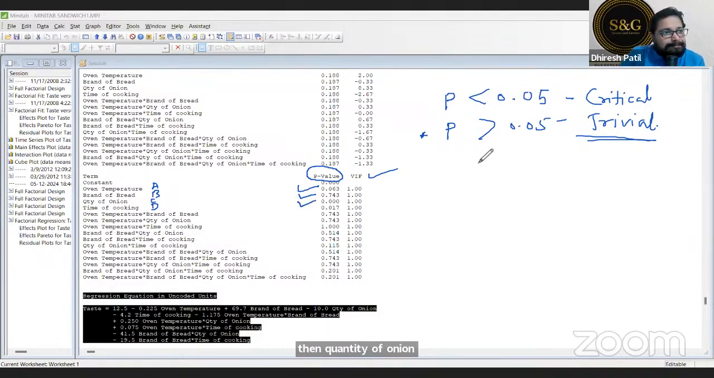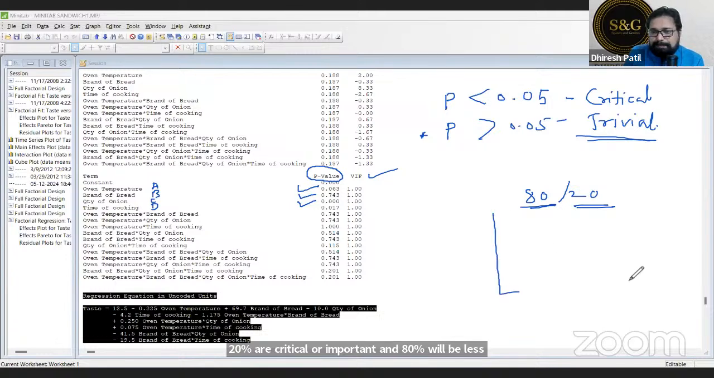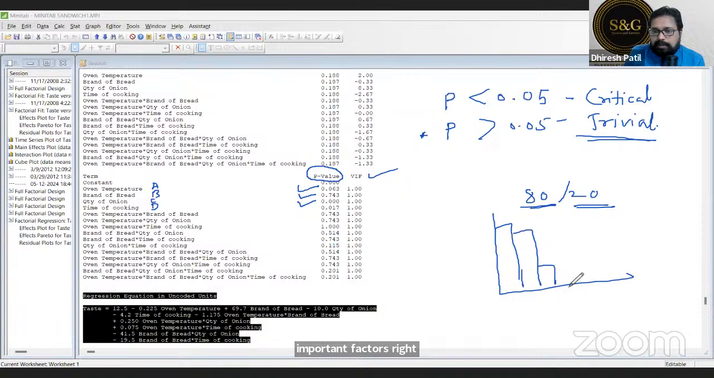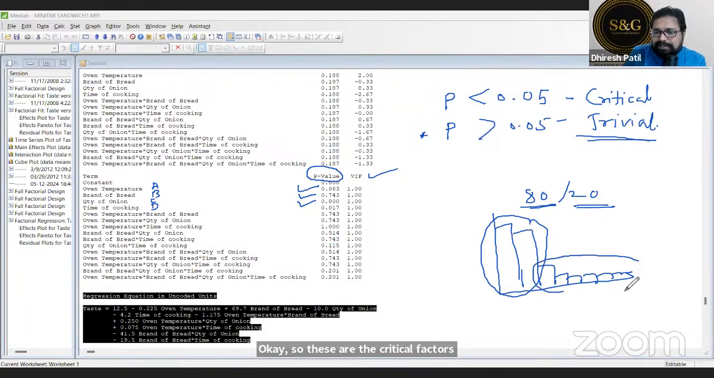Okay. Then quantity of onion, 0.000. Trivial meaning less important. When we say 80-20, 20% are critical or important and 80% will be less important factors, right? Like if I draw this Pareto analysis like this, these are the critical factors and these are the trivial factors. Trivial meaning less important.